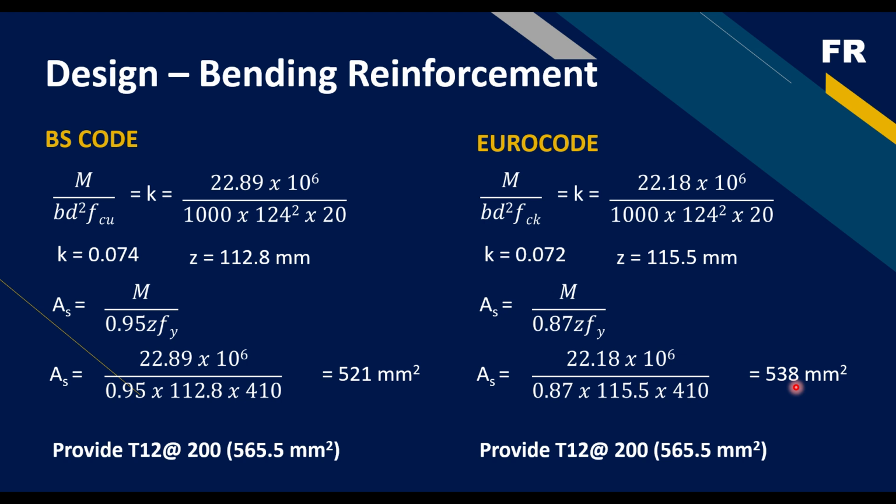But when we get to the end of this video, I'm going to show you something. But for now, let us have T12 at 125 for the BS code. You are going to understand the reason why I provided this T12 at 125 with an area of 904.8 millimeter square. Don't forget, the slab we are designing has a size of 5 meters by 5.5 meters.